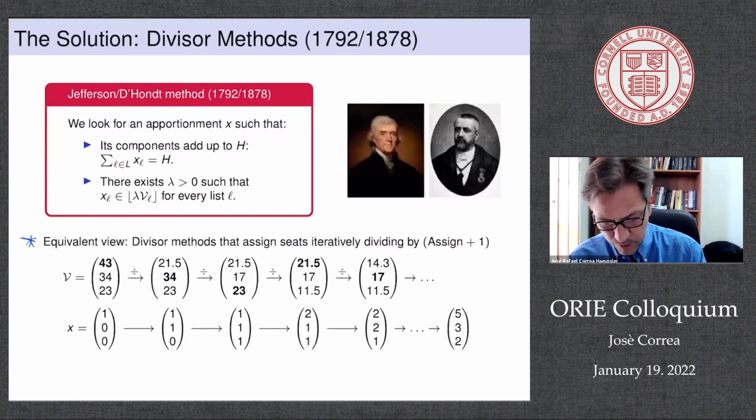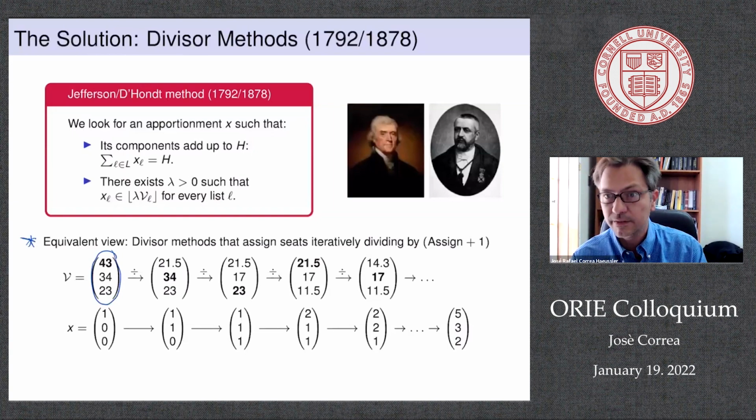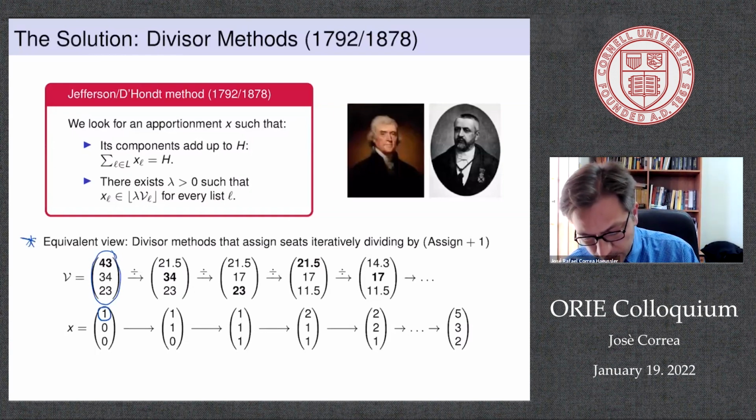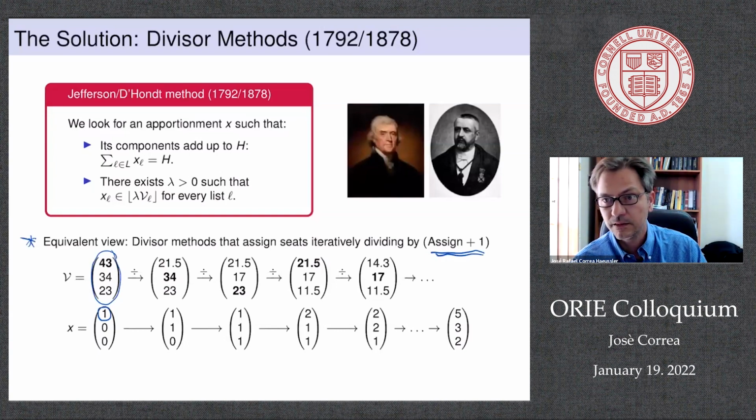So what you do is the following. You take your vote vector, and you look at the largest number, and you greedily start allocating seats. So I allocate 1 seat to this guy, to list 1, right? And now, in the next iteration, I take all entries and divide them by the number of seats I have assigned so far plus 1. This is the Jefferson method.